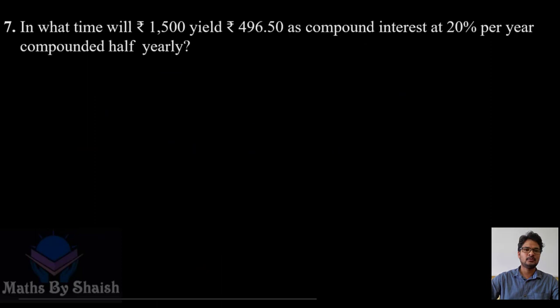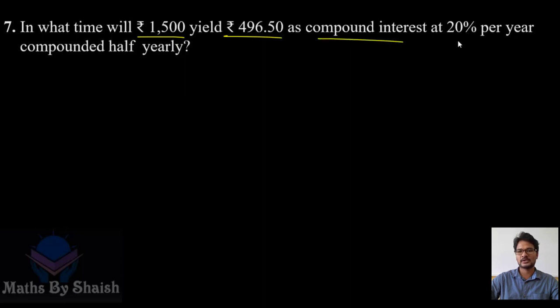Here's the seventh question. In what time will 1500 yield 496.50 as compound interest at 20% per year, compounded half yearly? So in the same way, we are going to first find out the amount. Amount is interest plus principal. Interest is 496.50 and principal is 1500.